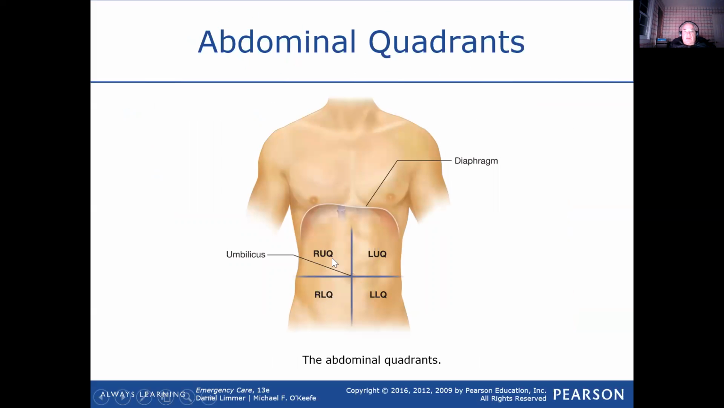Okay, so again, the dividing point is your umbilicus, or your belly button, and that's how you would divide it into quadrants. Again, the diaphragm being the superior, I'm sorry, the anterior, no, superior division, right, because it's going this way, so it would be superior. Anterior would be to the front.